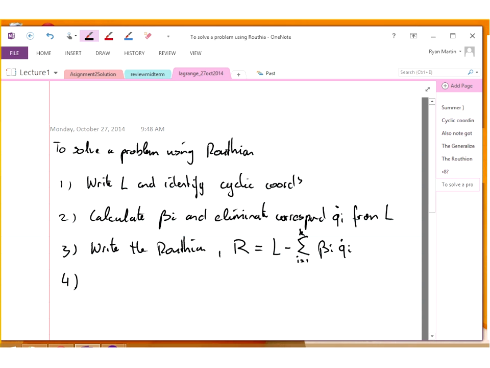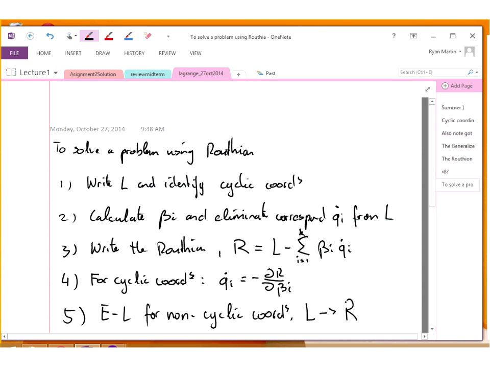And then 4, for the cyclic coordinates, you have q_i dot is equal to minus ∂R/∂β_i. And then 5, you have the Euler-Lagrange equations for the non-cyclic coordinates, but instead of L, you use R.